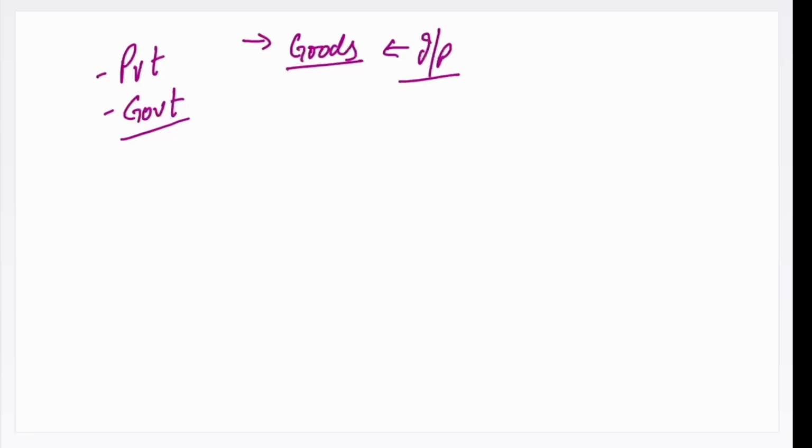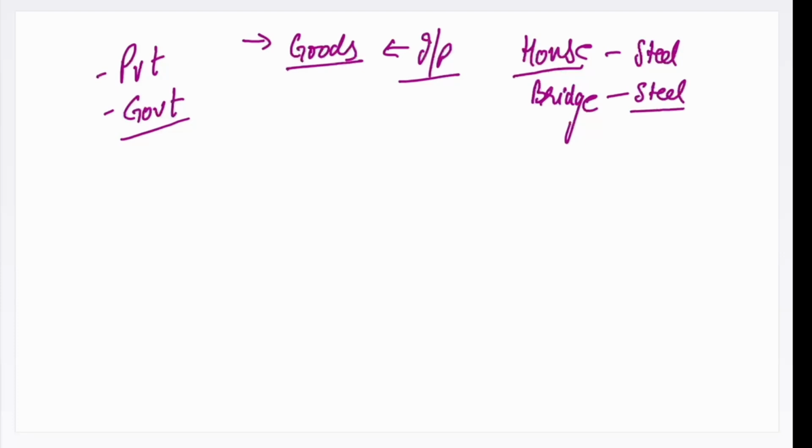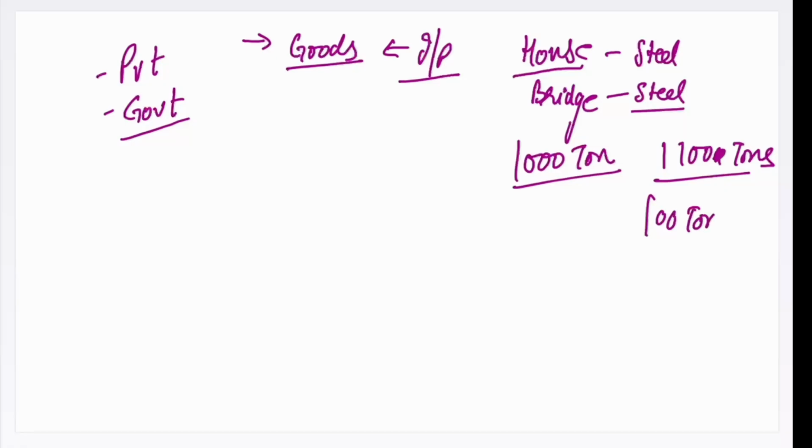So if you were to make a house at a given time, and in the same time the government is also building a bridge, you require steel for your house and the government requires steel for a bridge. Suddenly the government says, okay, I need 1,000 tons of steel. Total availability in this market is only, say, 1,100 tons. 1,000 tons has been taken by the government. Now what is left is only 100 tons. Now all the people who want to build houses have to work with this 100 tons.